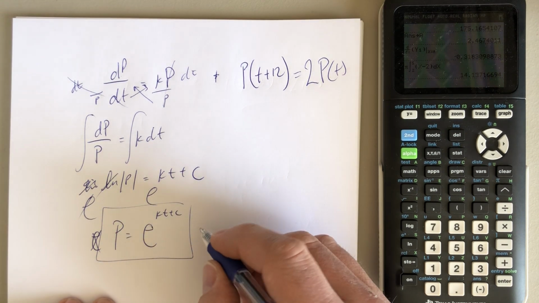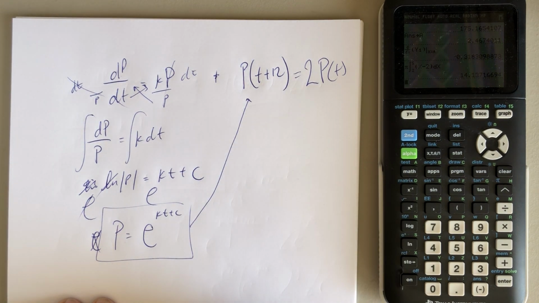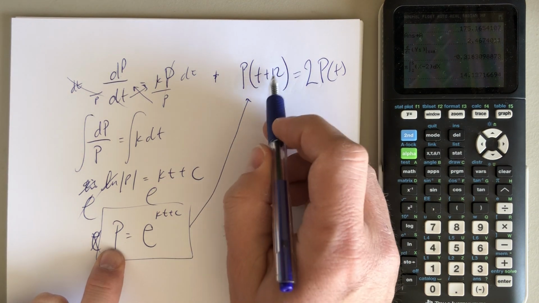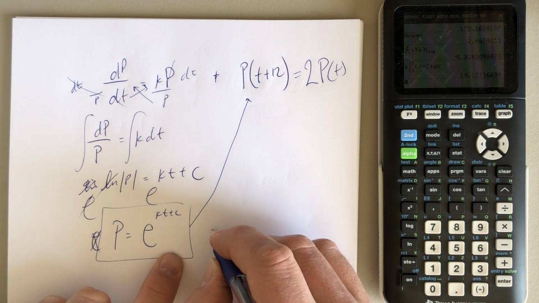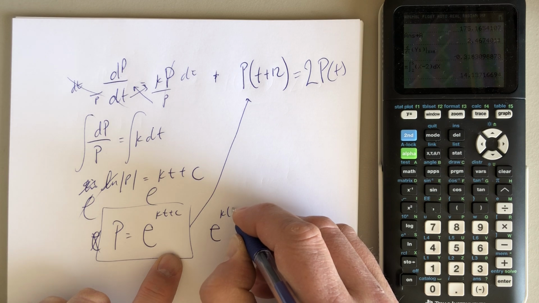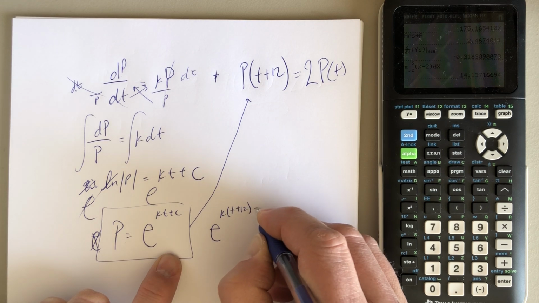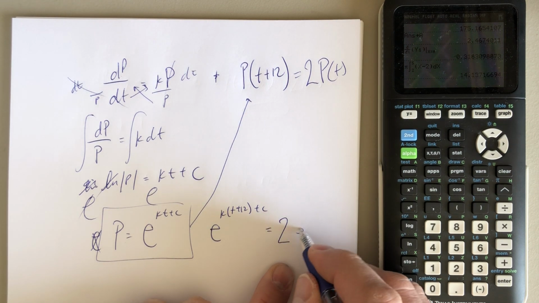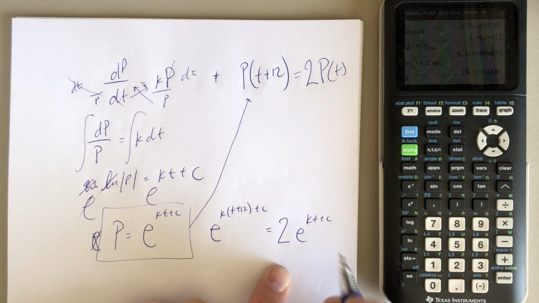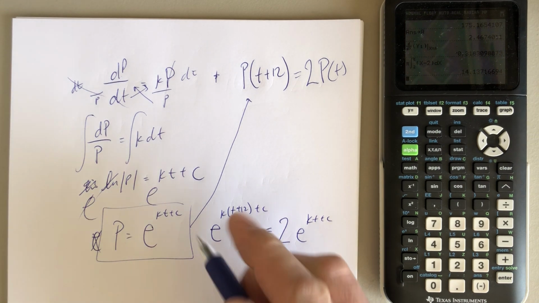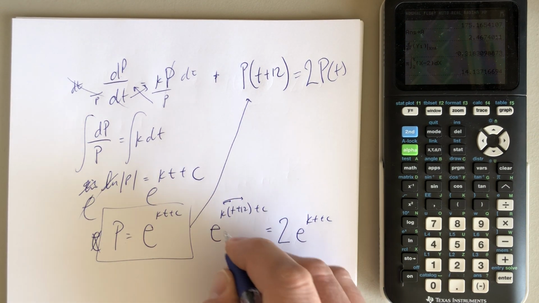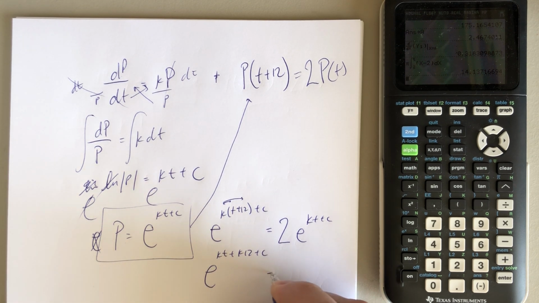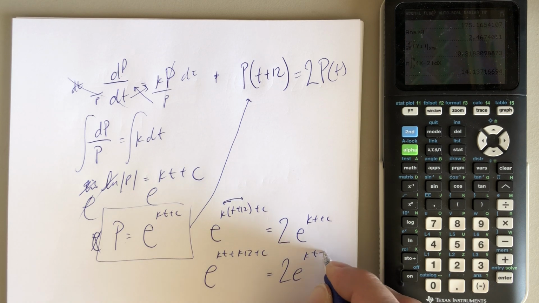And now we need to know what that is right there. So it's kind of crazy. I'm going to put the p, but I'm going to change this to t plus 12. So e to the k(t plus 12) plus c equals now 2 of them, right? 2 times e to the kt plus c. So if I distribute this right here, I get e to the kt plus 12k plus c equals 2e to the kt plus c.